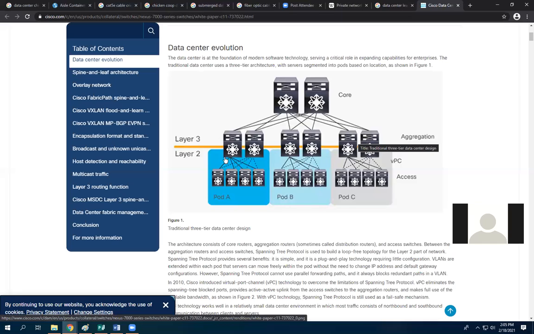And then you have a layer 2 set of switches on each cabinet for the servers, which connect all the servers together. And those are also redundant. And then those connect to the layer 3 switches in a redundant manner as well. And that's what they're illustrating here.